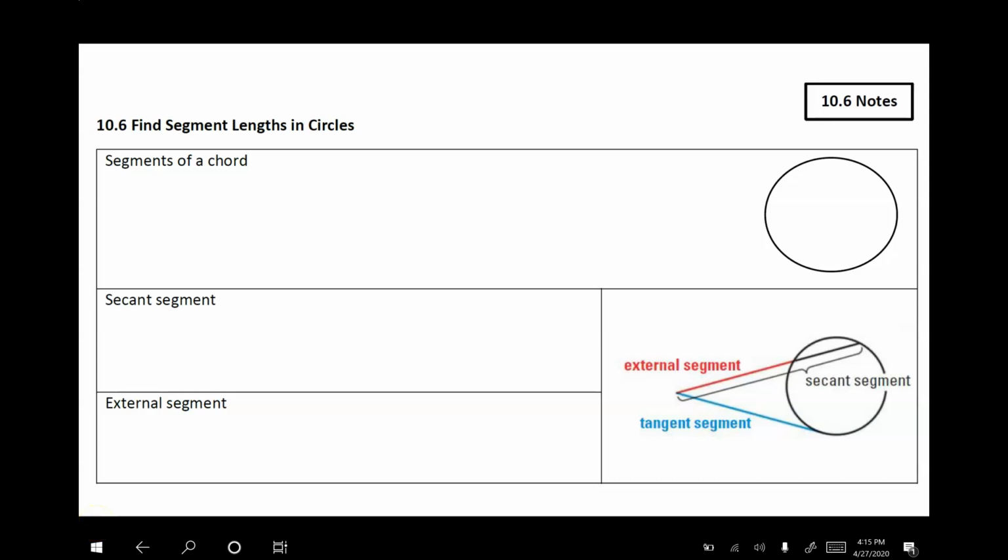In this video, we're going to look at 10.6, finding segment lengths in circles. Please notice that it says segment lengths in circles, and we're only going to be talking about segments, no longer angles in this lesson. So the first thing we need to do is look at some definitions.